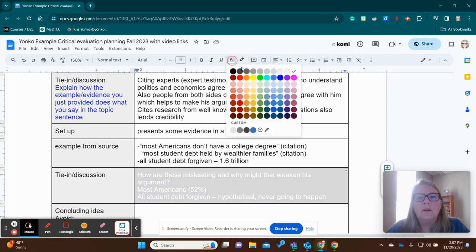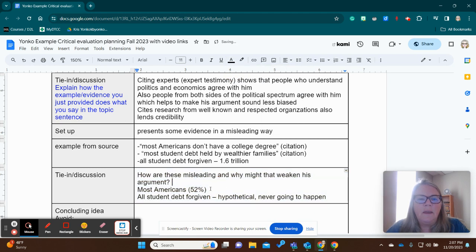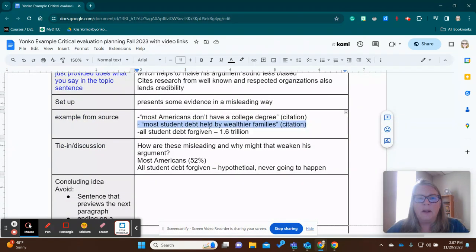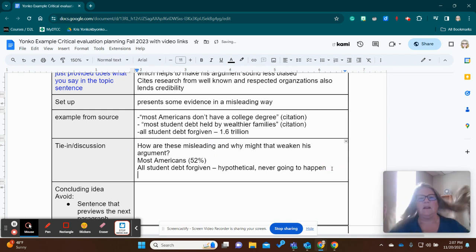Yeah. So I just have a couple notes here. I think when I was talking about this in class, I thought that this paragraph's already getting a bit long. And I thought that this explanation might take too much space to explain, so I might leave that out. But we'll see. Okay. So how are these misleading, and why might that weaken his argument? And so it's like, why is it misleading? So why might that weaken his argument?